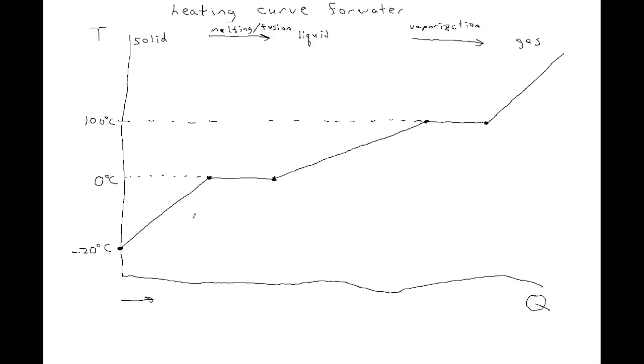So, for example, let's review that again. This point represents ice at negative 20 degrees Celsius. What does this point represent? That would be ice at 0 degrees Celsius. Excellent. How about this point? That would be liquid water at 0 degrees Celsius. That's right.